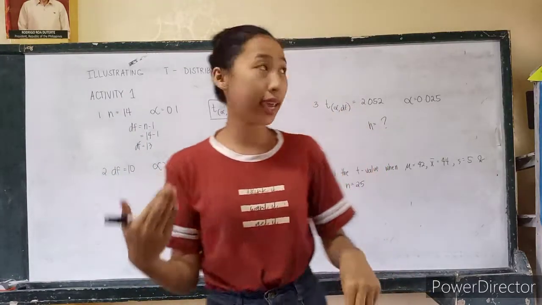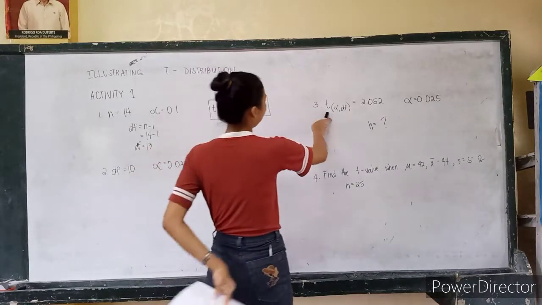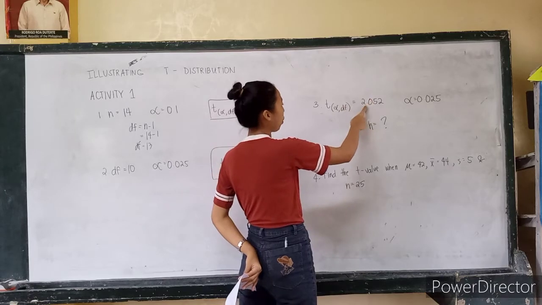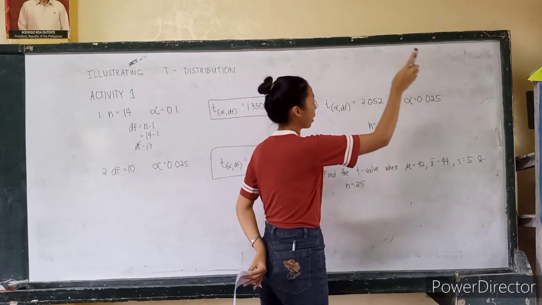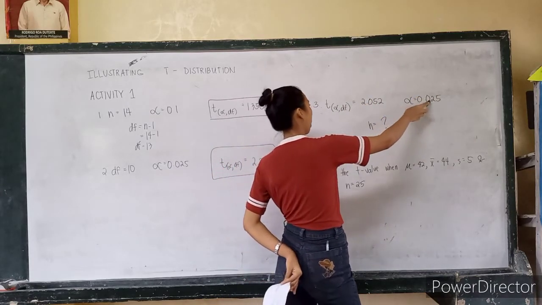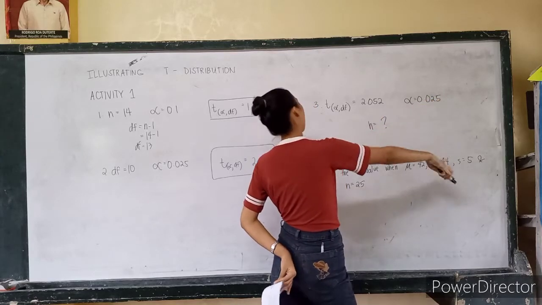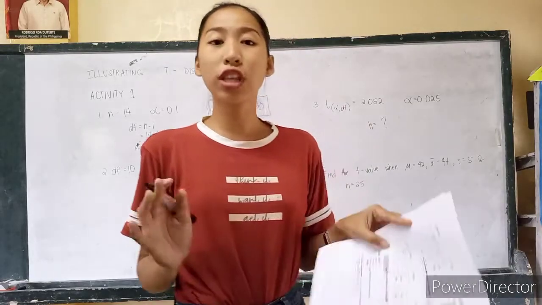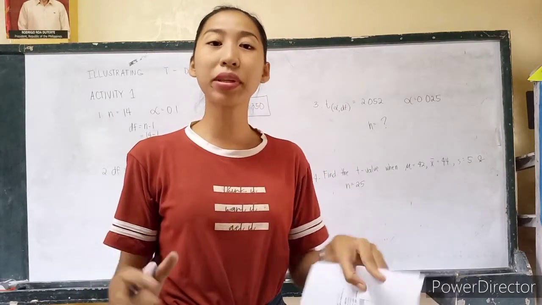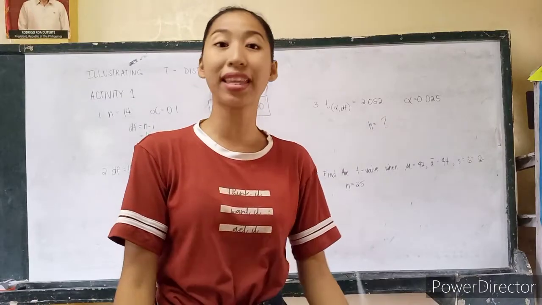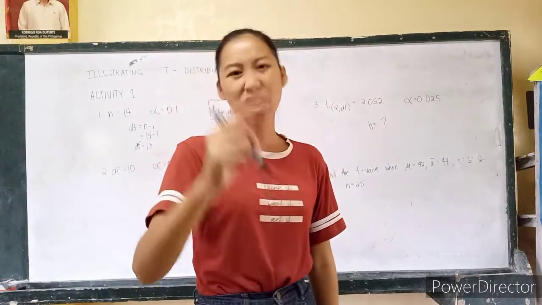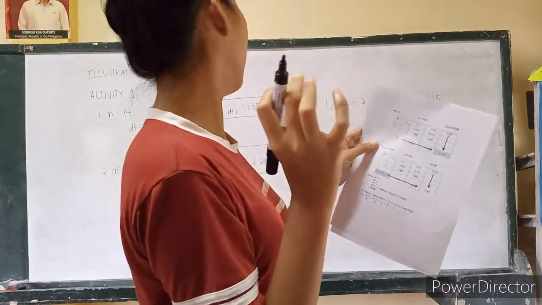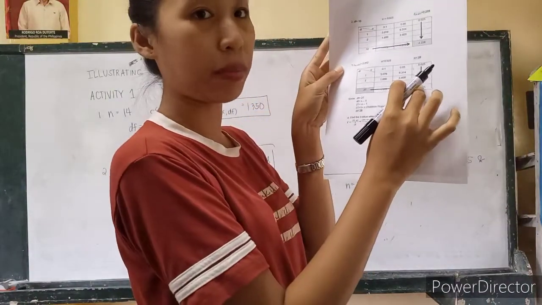The next one is, we are given the t value. Our t alpha, df is equal to 2.052. We are given an alpha of 0.025. And we are looking for our n or our sample size. So how do we do this? The t value is given, alpha is given, and n is what we look for. It is very easy, really. Now, we use 2.052. We locate it in the table.